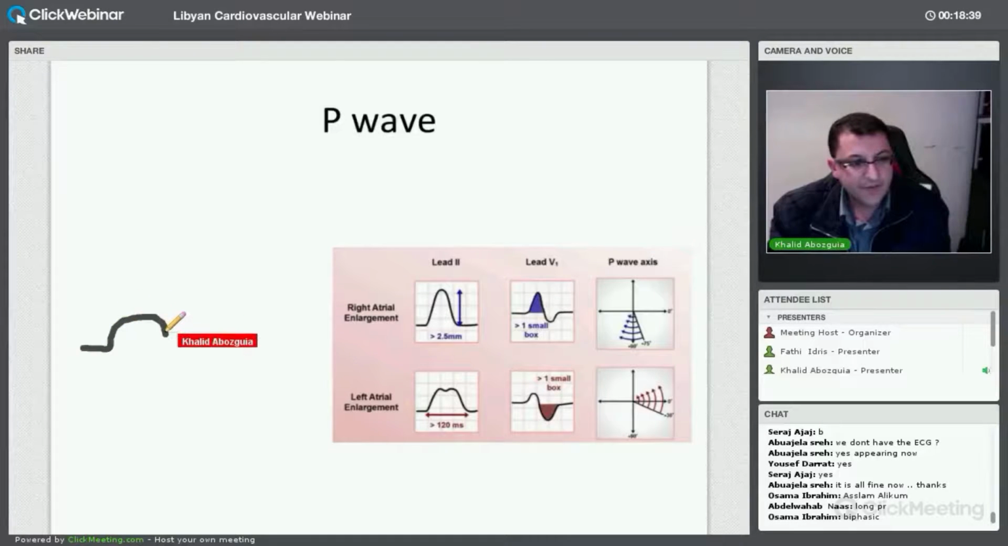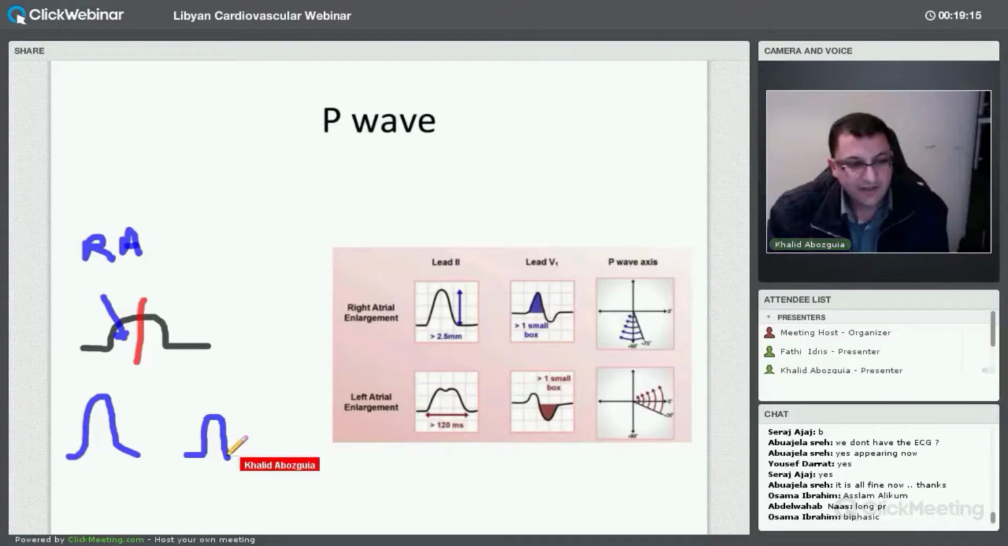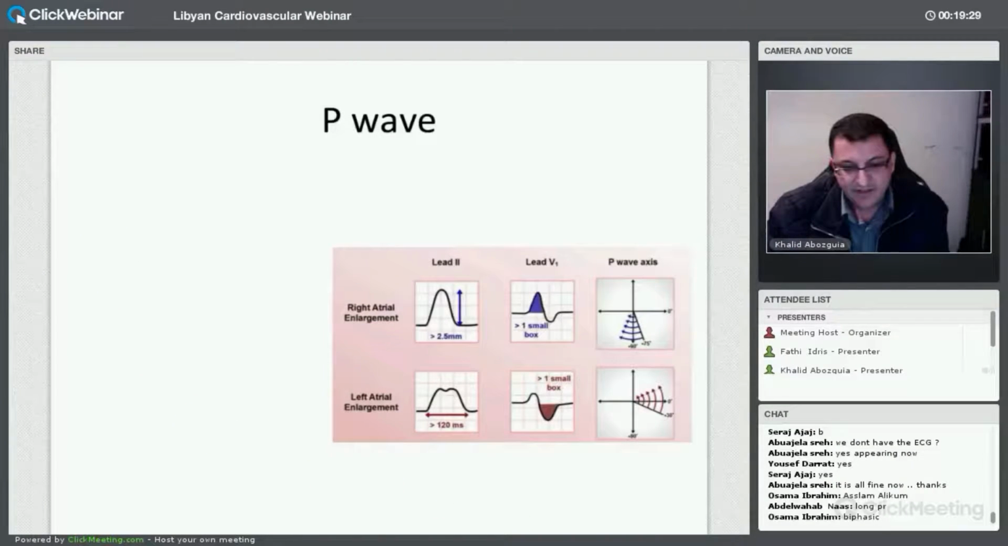So the P wave, this is how I remember it. From medical school, I was told that the first part of your P wave is usually related to the right atrium. So in right atrial enlargement, you will have a peaked P wave in lead 2, and also in lead V1, peaked in the initial part. So anything involving the initial part of the P wave is likely to be related to the right atrium. Whereas the left atrium is usually the second component of your P wave. So anything involving the second component is usually related to the left atrium.